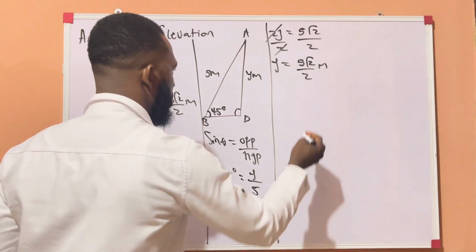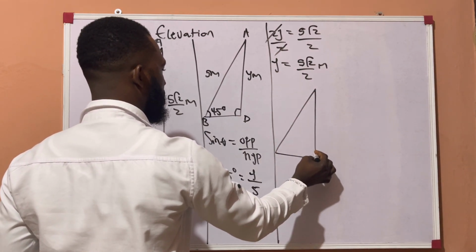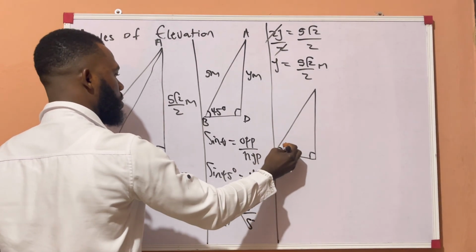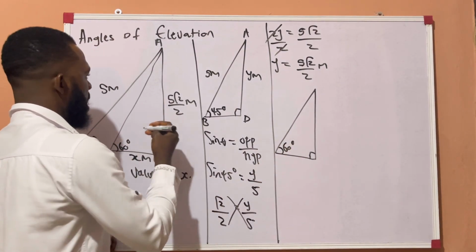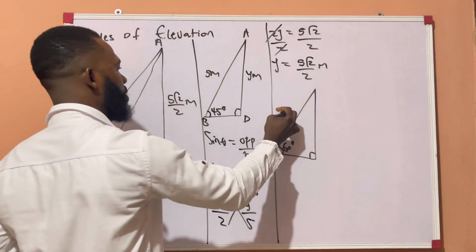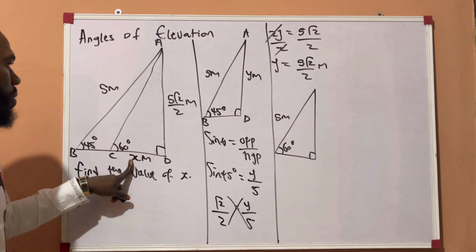So if we bring that out, okay, now the angle there is 60 degrees, and our height remains 5 meters. And then what do we have here now?